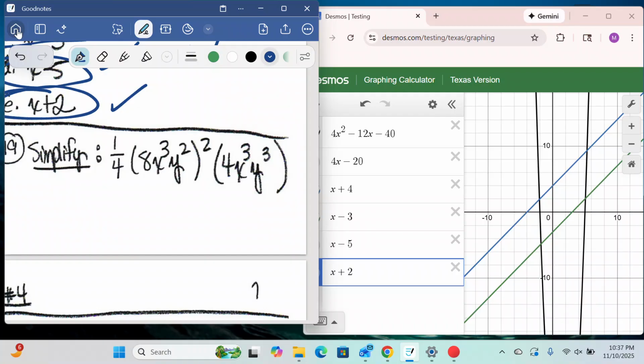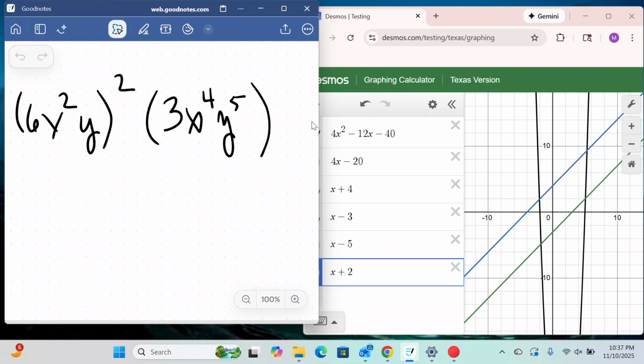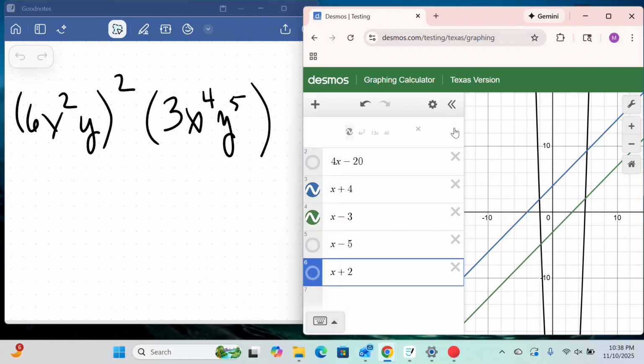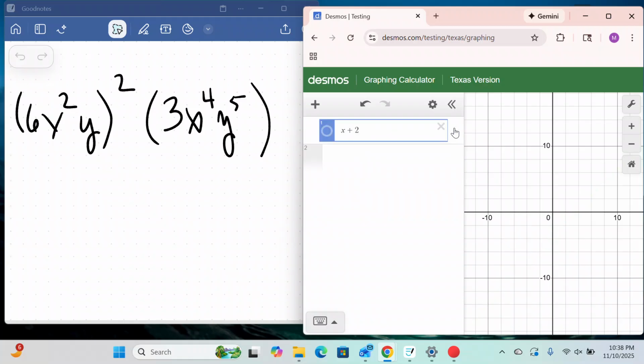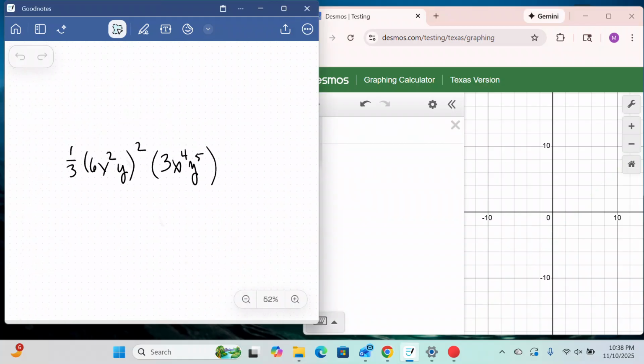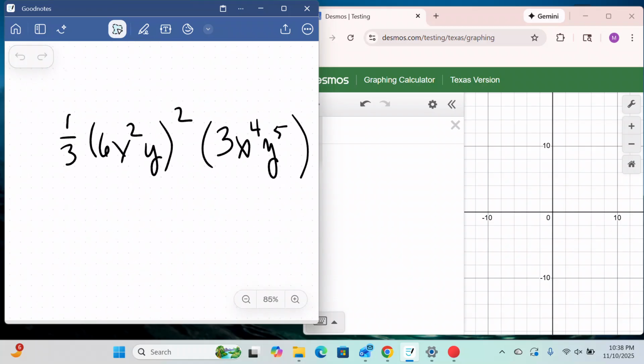So I'm going to go ahead and unclick, and I'm going to go to my untitled whiteboard. I have our problem right here, number 1, so that's the same problem that we are working with, and I'm going to go ahead and clear my Desmos in case I need to do some math with the Desmos. So if you look at this problem, it's 1/3. It's a lot, but this is the way I would handle this one.